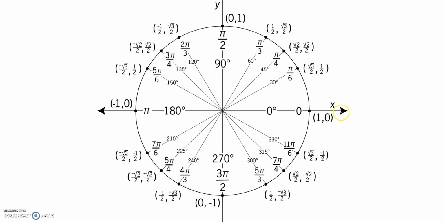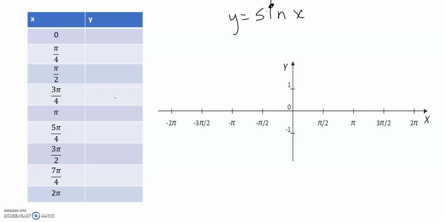All right, so I'm doing the sine function first, so I'm going with the y value. The y value of pi over 4 is square root of 2 over 2. The y value of pi over 2 is 1. The y value of 3 pi over 4 is square root of 2 over 2. The y value of pi is 0. And so I want to put those values in my chart.